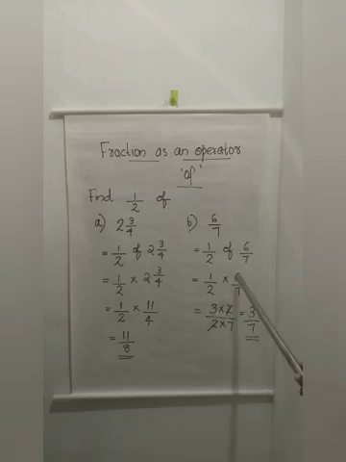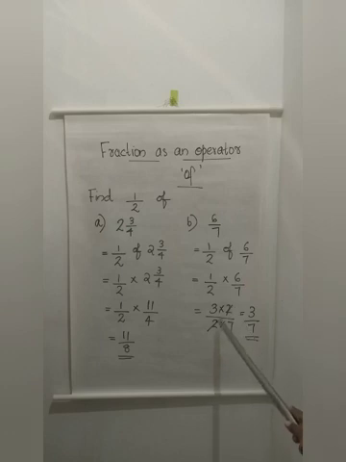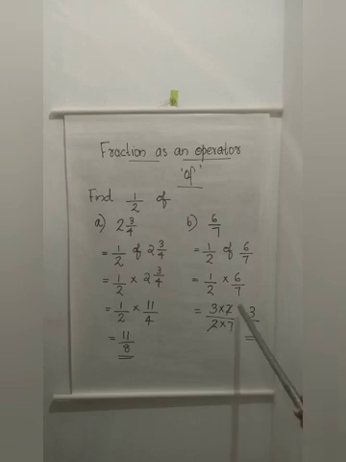So factorizing 6, I am writing 3 into 2. The denominator I am writing as 2 into 7. Now 2 is common here, so cancelling 2, what are we getting? Remaining here 3, here 7. So the fraction is 3 by 7.